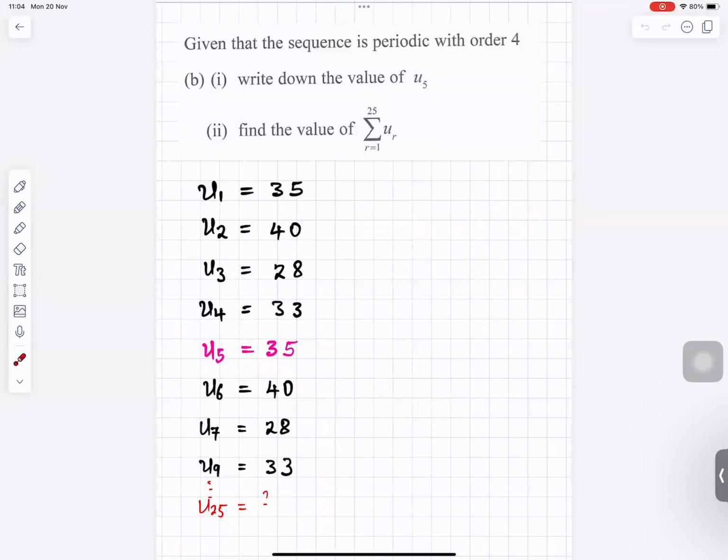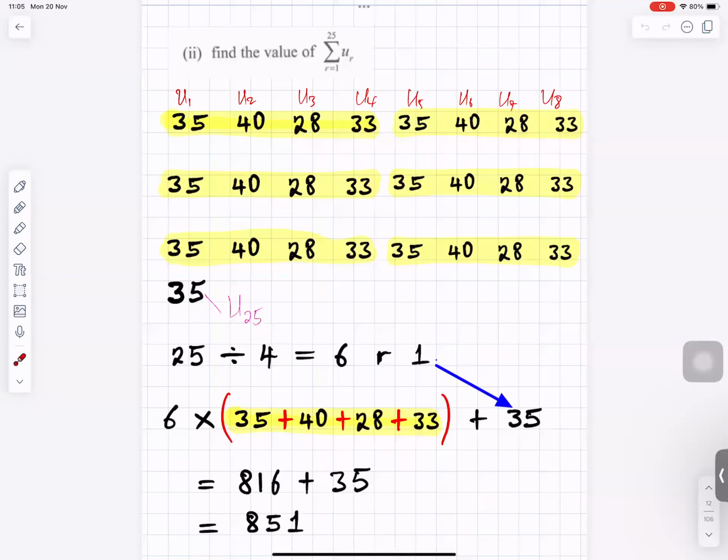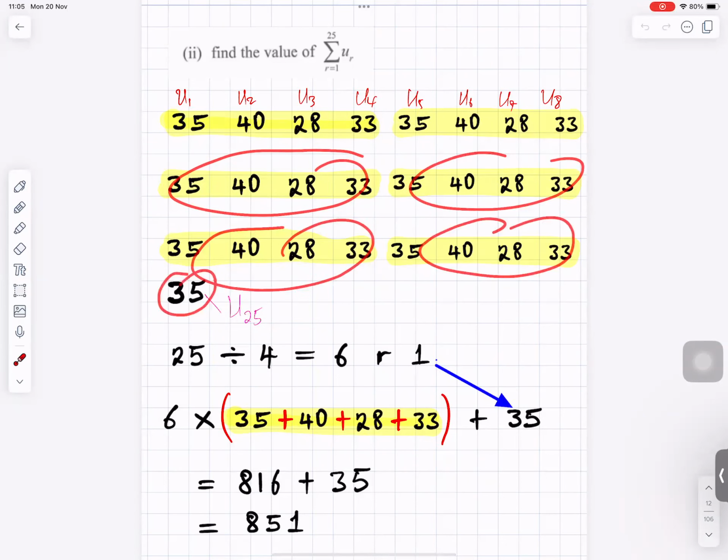And the next part is find the sum. The sum is we want to get up to u25. So start at u1, go to u25 and add all of them. You can list it out and write it down and add them up, but that will take too long in an exam. But I'm going to list it for you because I'm not in an exam. So the first 4 numbers, u1 to u4, are 35, 40, 28, 33. The next four numbers, 35, 40, 28, 33. So we do that in groups of 4 until we get to the 25th one.